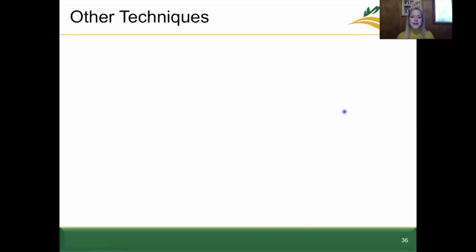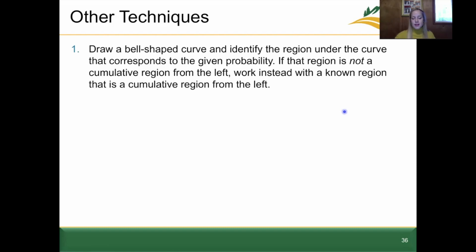Okay, so far we've kept in mind this cumulative area from the left. If we're asked about a cumulative area to the right or a number greater than, we can find the complement of that cumulative area from the left. In other words, we're going to draw a bell-shaped curve, identify the region under the curve that corresponds to a given probability.